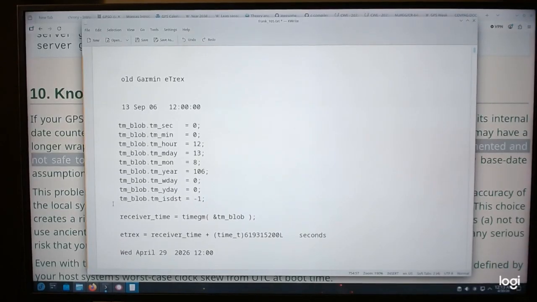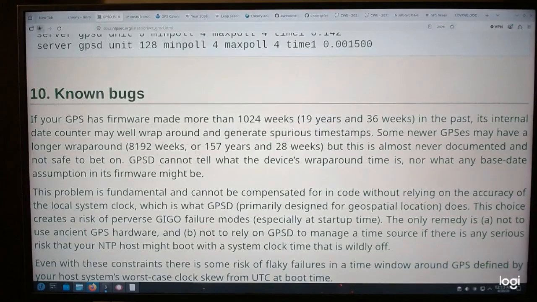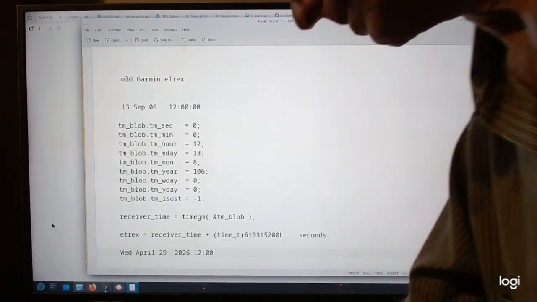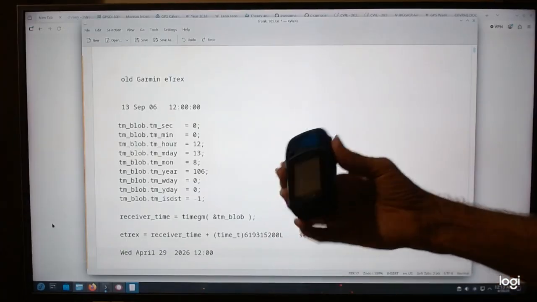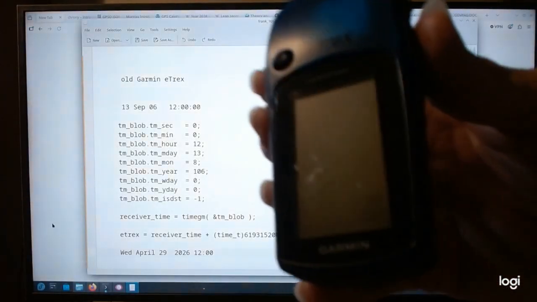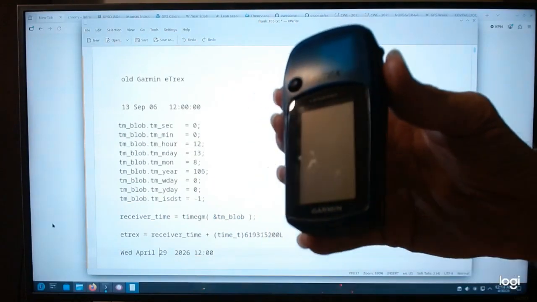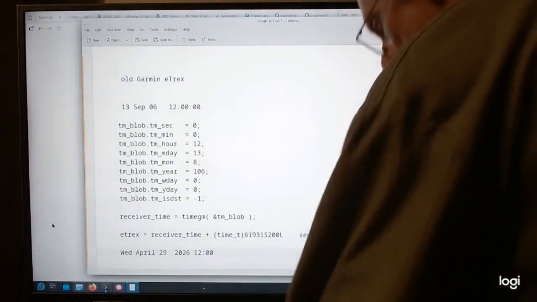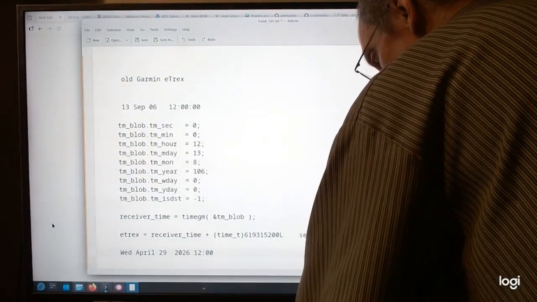Now I'm going to blank this out right here. Now let me show you what I'm talking about. I did find my old Garmin eTrex that I used on my bicycle about 20 years ago, and so let me just kind of show you now.